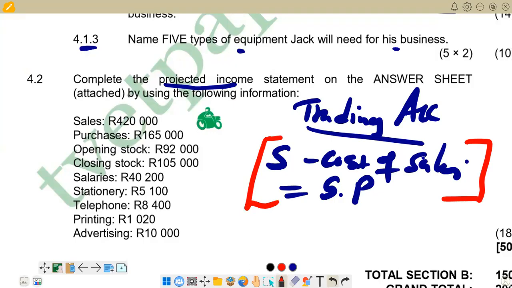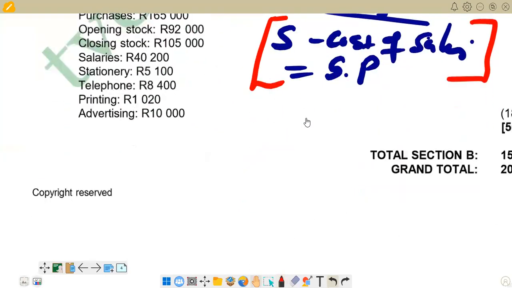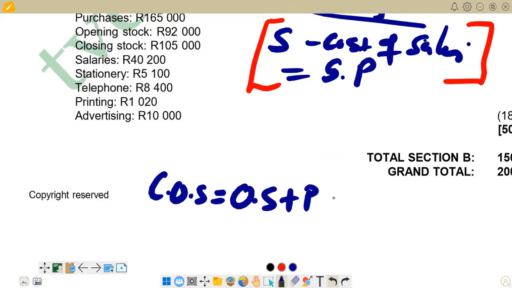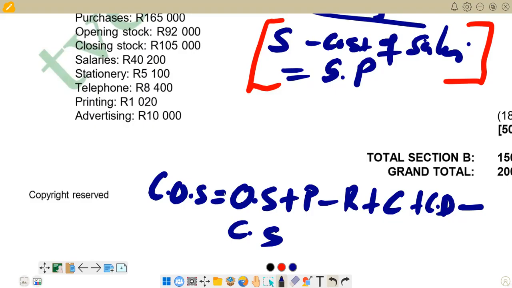But for cost of sales, there's also a formula that we are going to use to find it. Cost of sales is equal to our opening stock. We add our purchases. We subtract any purchase returns if they are there in the question. And then we add our carriages, any transport costs of the goods that we are purchasing. If there are any customs duties, maybe we are purchasing from outside the country, we add them there again. And then we are also going to subtract the closing stock. Then you find your cost of sales. This is the formula that we have.